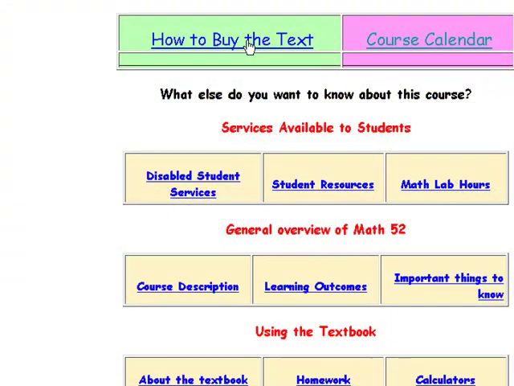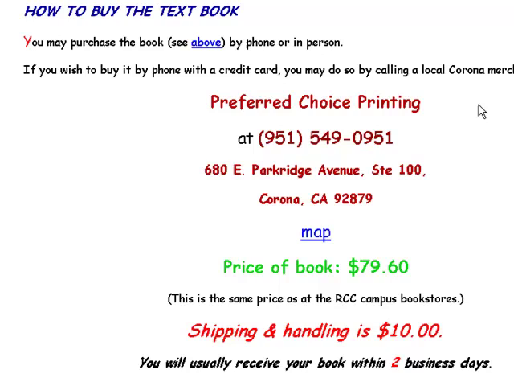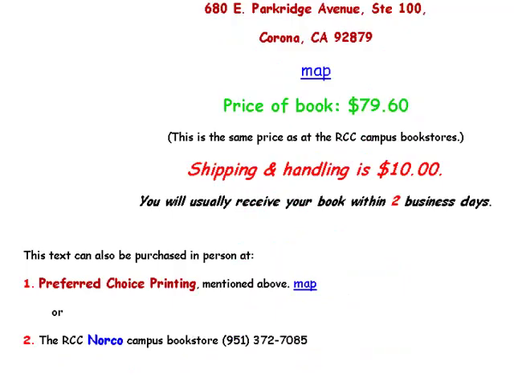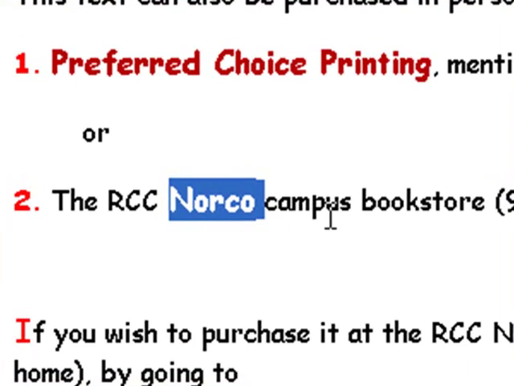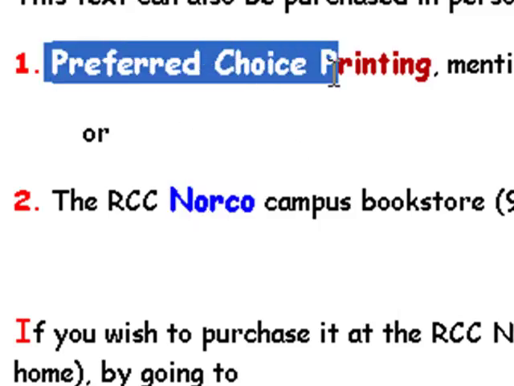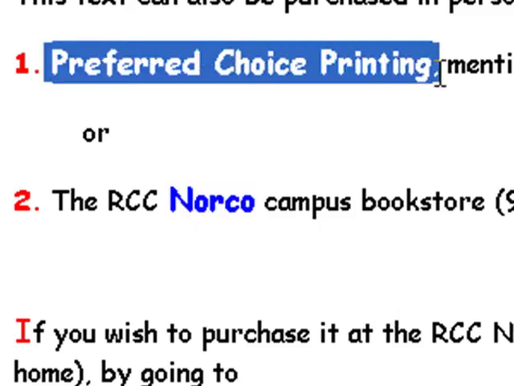How to buy the text. There is only one text to use, and as you can see, there's a place you can get it here. The Norco College bookstore has it. You can buy it at either this company, Preferred Choice Printing. They can ship it out to you, and they have 2-day shipping.